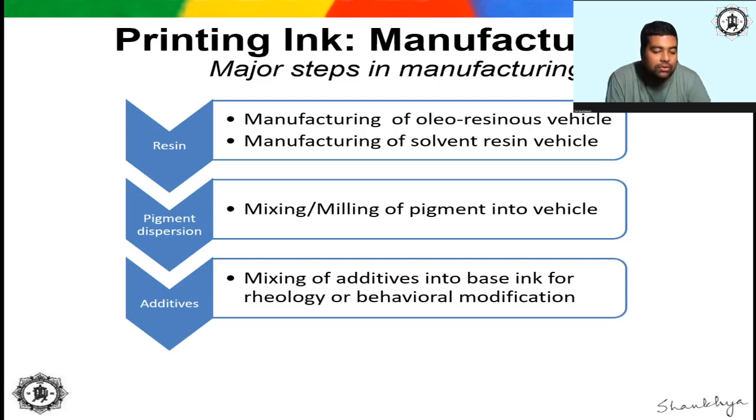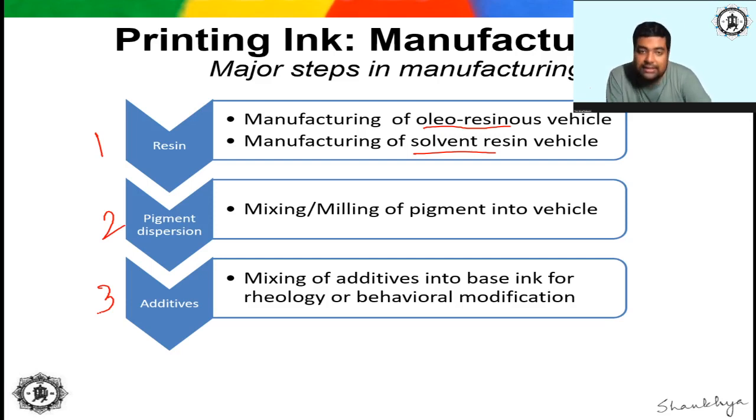Okay, so normally there are three major steps in ink manufacturing. First, as you can see here, is the resin manufacturing. This is the first step. As I've already told you, this resin manufacturing may be of both types, that is vehicle manufacturing, actually oleoresinous type of vehicle, and solvent resin based vehicles. Second one is your pigment dispersion, and the third one is adding the additives, various types of additives like plasticizers, dryers, wax, and all these types of additives when they are added for any specific behavioral change in the ink.